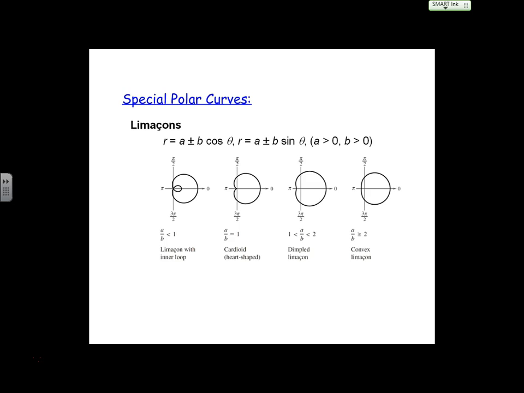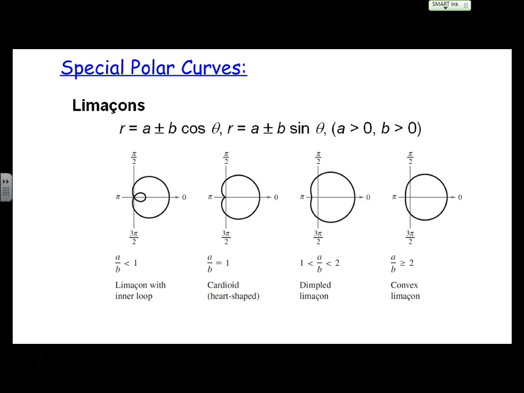You have the different limaçons. Some of them double back in on each other. Can anybody figure out, and we did one of these yesterday, when a limaçon doubles back in on itself, what kind of radii comprise that portion? What's going on? Do you remember? You were going, going, and suddenly the radii turned negative.